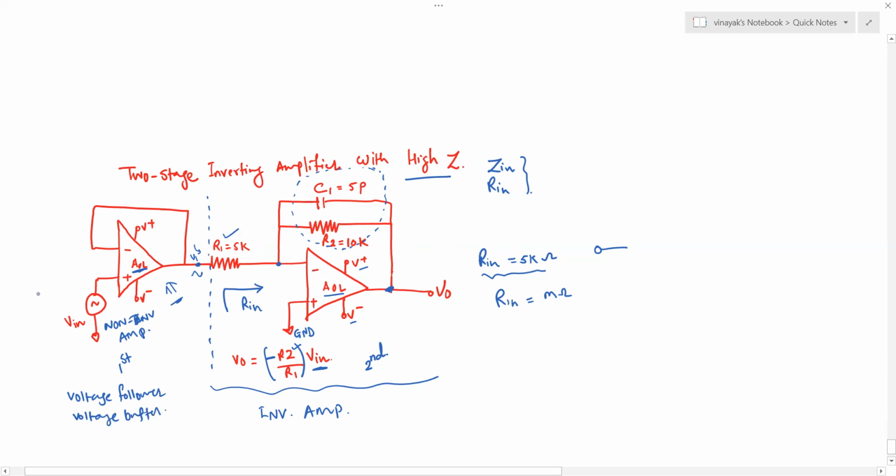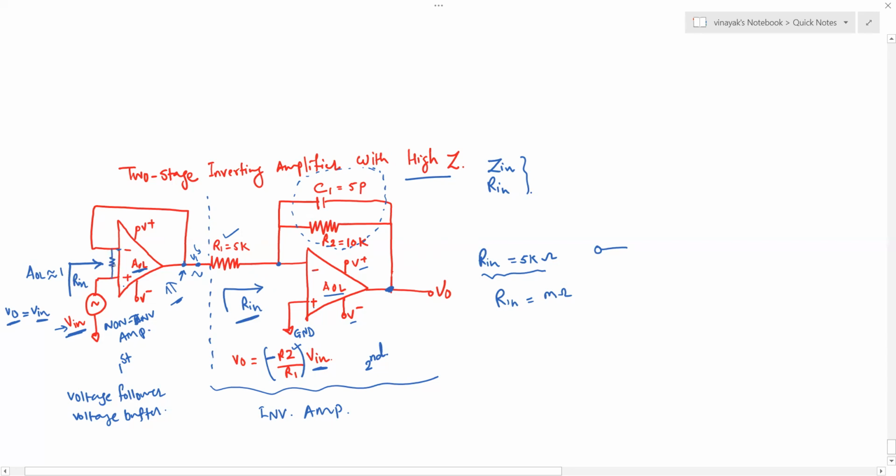Now you apply the input signal to the positive pin of the first stage amplifier, and the negative pin is connected to the output through negative feedback. The gain of this amplifier in the closed loop is approximately 1. That means VO is equal to Vin, the VO of this amplifier, which is right here. Now this VO, which is equal to V1, Vin, this signal, becomes the input to the second stage.